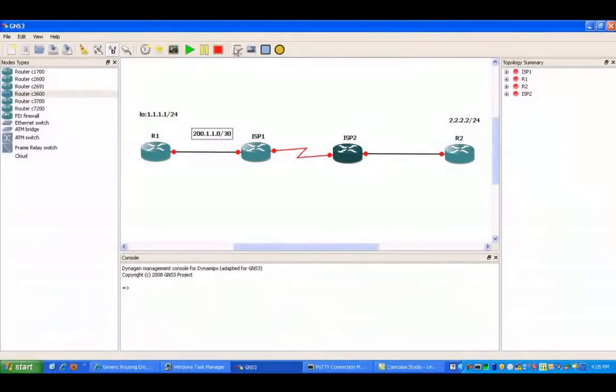200.1.1.0/30 between R1 and ISP1, and between router 2 and ISP2 we're going to use 200.1.2.0/30. And then in between the ISPs we're going to be giving ourselves the IP address of 200.11.22.0/30.